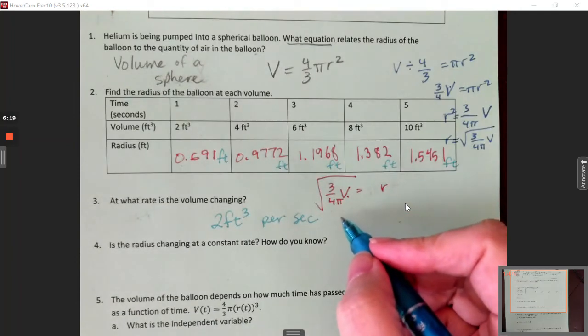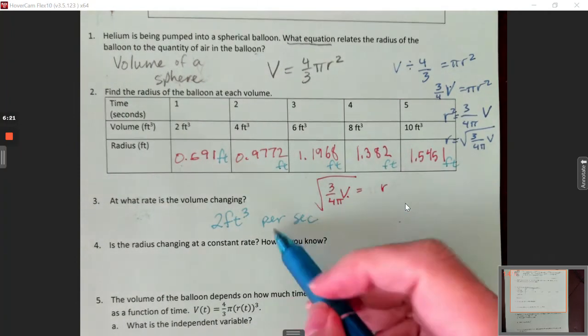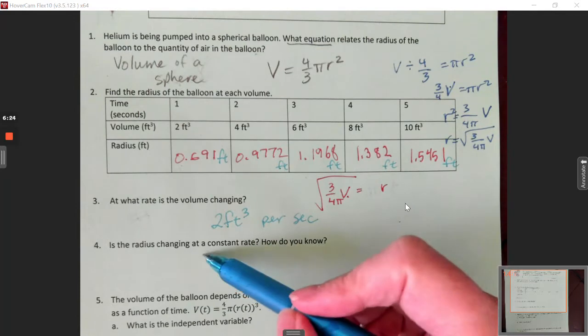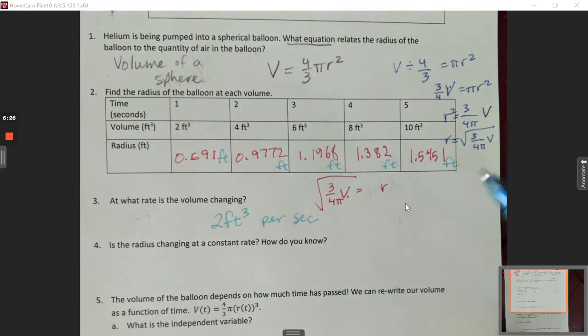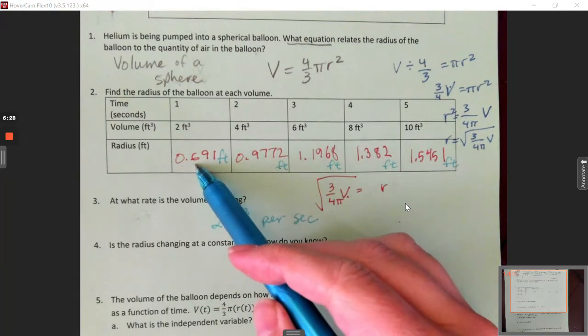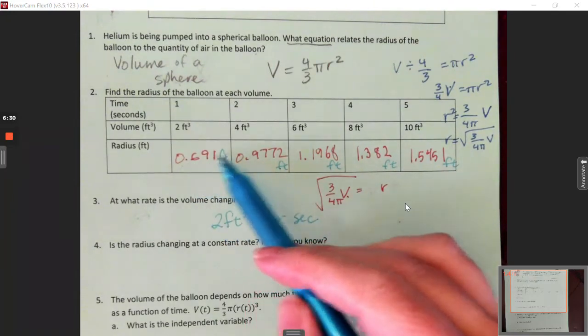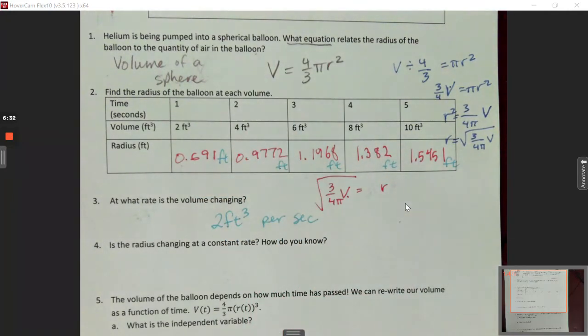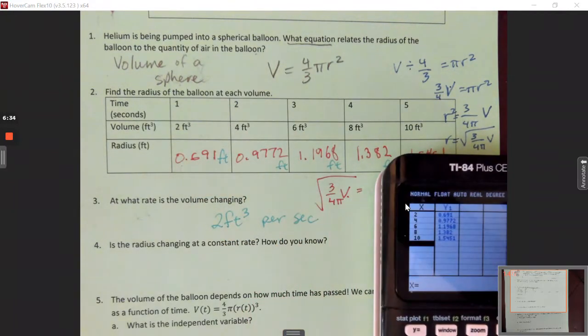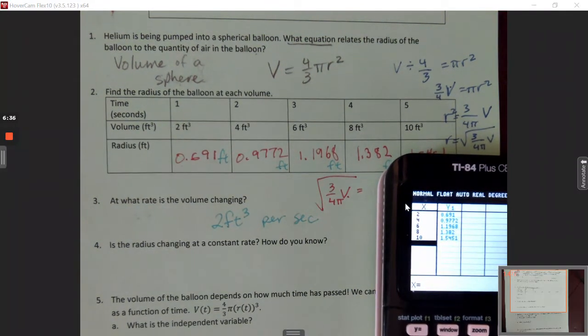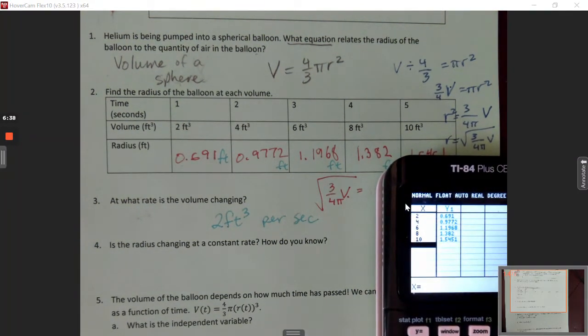okay, is the radius changing at a constant rate, and how do you know? So the volume is changing at a constant rate. Is the radius changing at a constant rate, and how do we know? So I'm just going to look at the change between here and here. So in other words, I'm going to subtract, right?